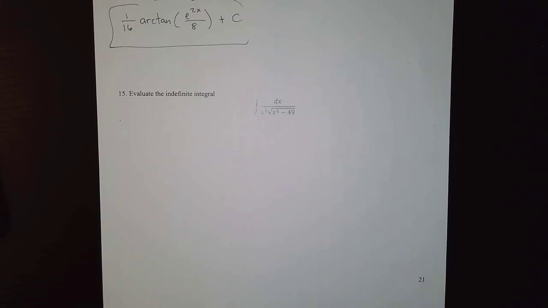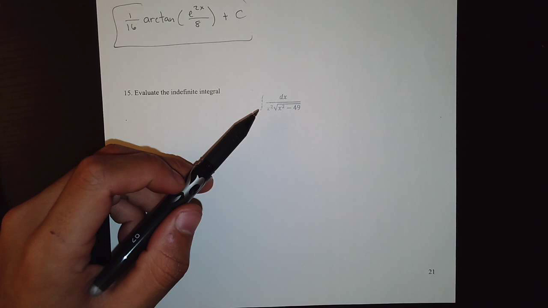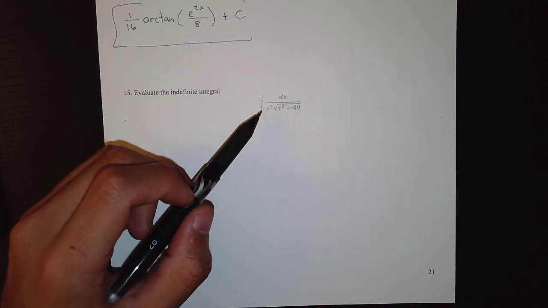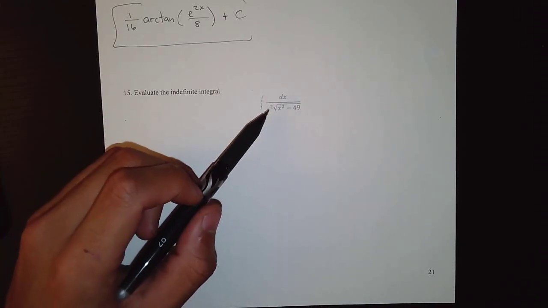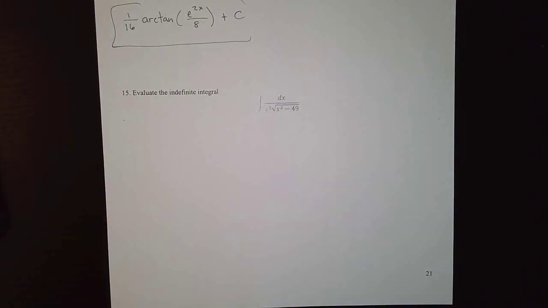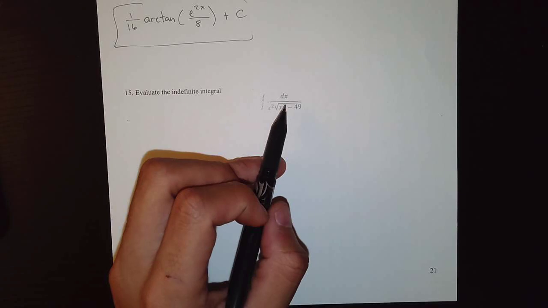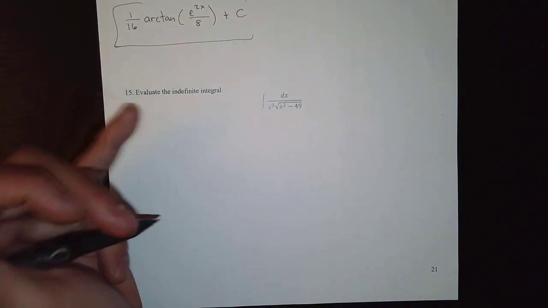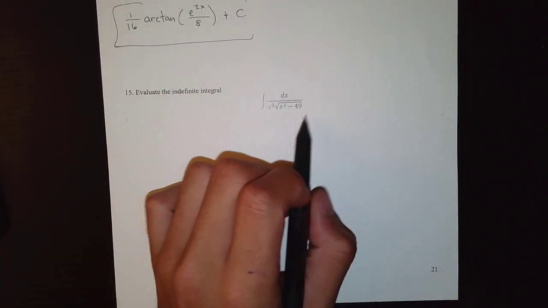Problem number 15 says evaluate the indefinite integral. The integral of 1 divided by x squared times the square root of x squared minus 49, and we're integrating with respect to x. Start by acknowledging what kind of form do you think we could use?